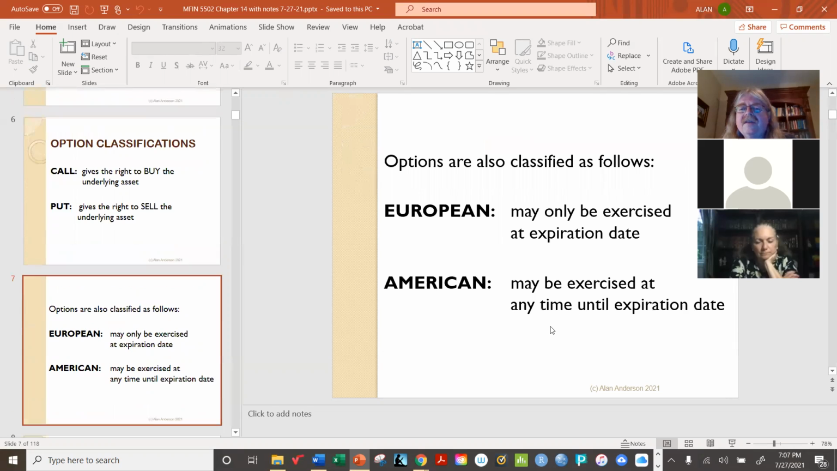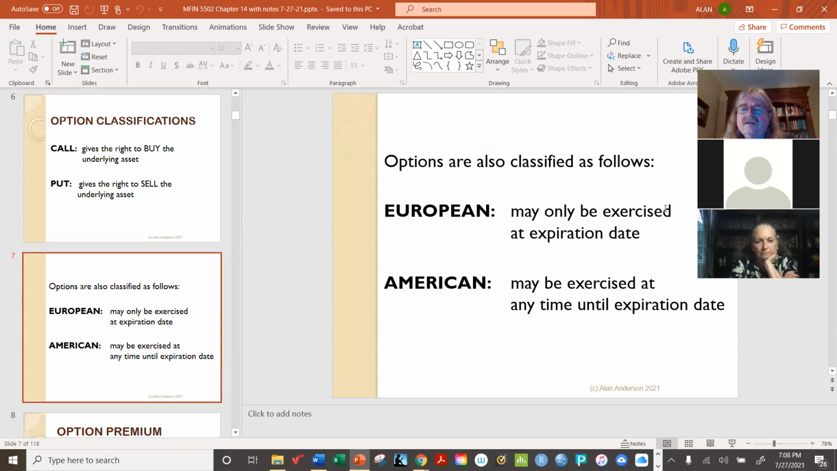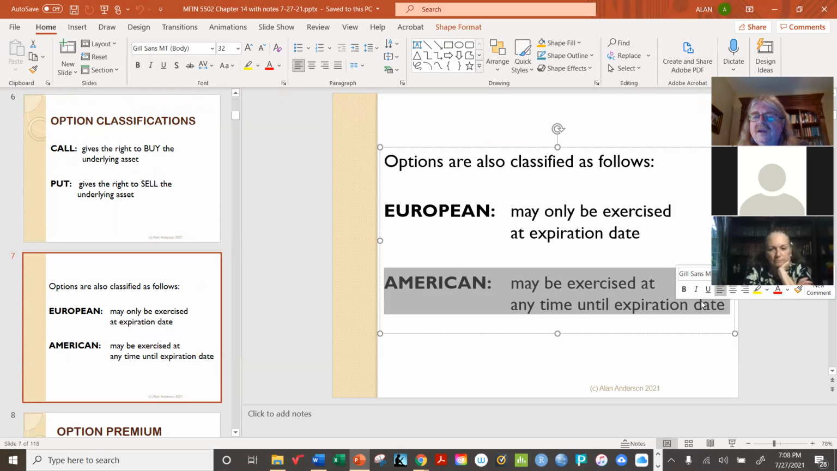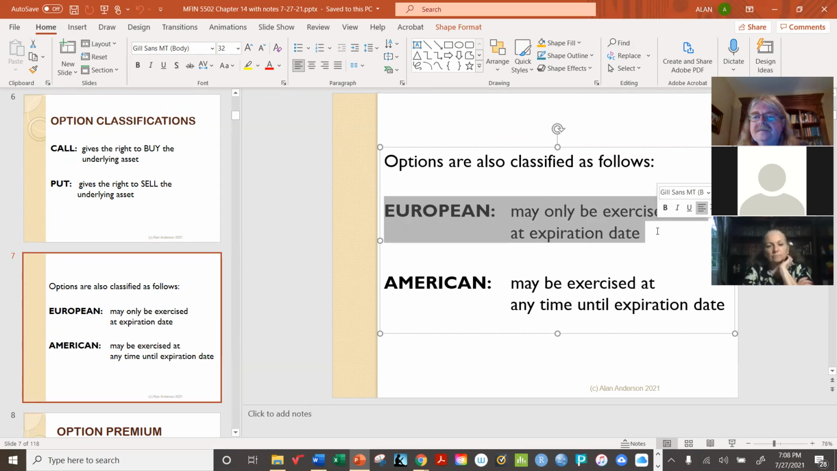And in addition, we have this classification, European options, that can only be exercised on the actual expiration date. And the American versions can be exercised anytime right up until that expiration date. So between the two of them, clearly the American style options are more powerful, but of course, they're also more expensive as it turns out.